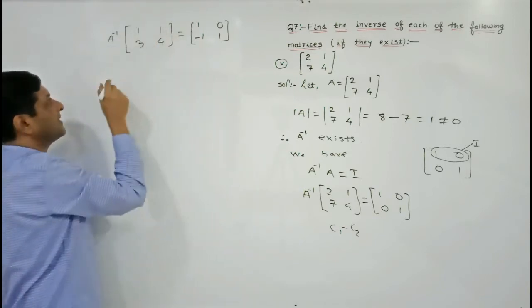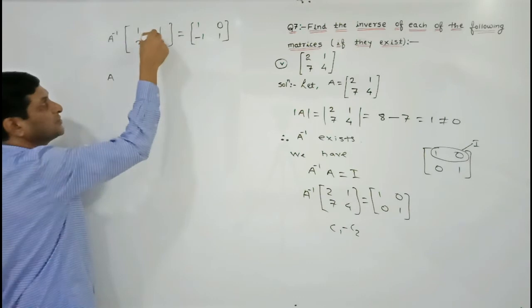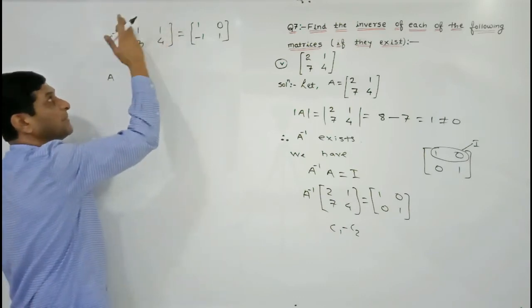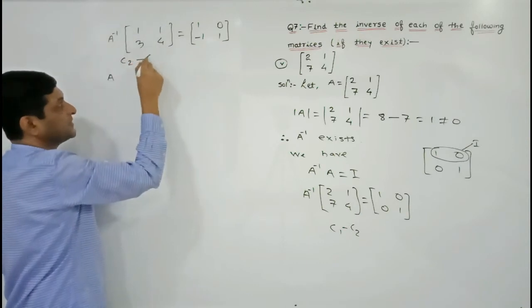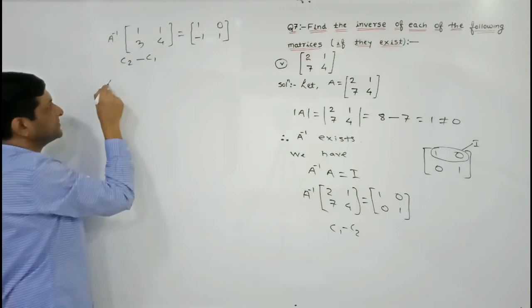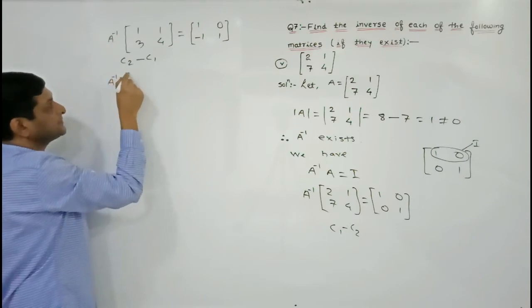Now here we will require 0, so our operation should be on C2. And what is that operation? C2 minus C1, 1 minus 1. So let us perform this operation on C2. A inverse, keep it as it is.